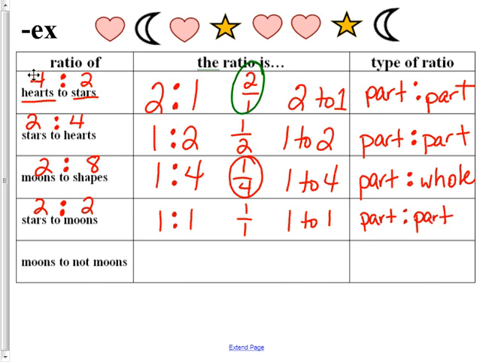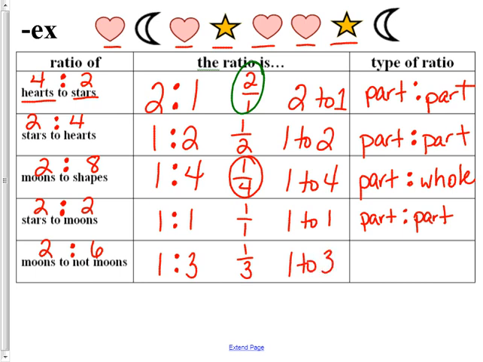And our last group, moons to not moons. Well, there are 2 shapes up there that are moons, and if we look at the ones that are not moons, there's 1, 2, 3, 4, 5, 6. So it's 2 to 6, which we can simplify, dividing 2 and 6 both by 2, to get a ratio of 1 to 3.